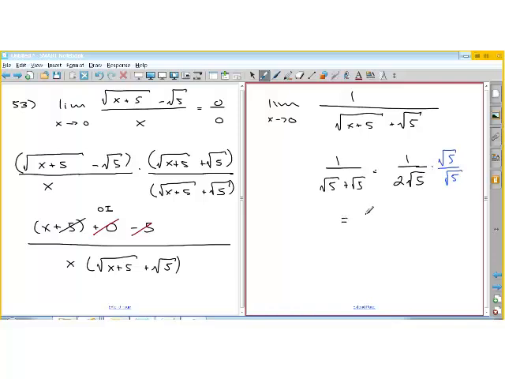And so we get the square root of 5 over 10. 2 times the square root of 5 times the square root of 5, these two multiplied together give us 5. 2 times 5 is 10. And so that would be the answer to that problem. And I'm pretty sure I did that right, so I'm not even going to look it up in the answer book.